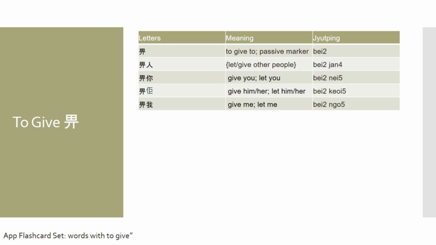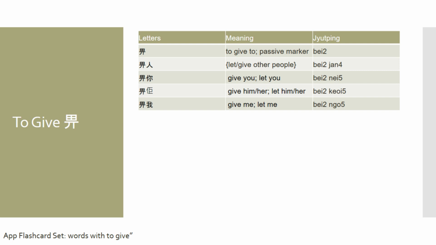The second Chinese character that I want to talk about is the Chinese character that represents to give. And to give in Cantonese we pronounce bei. Now, if we want to say to give to other people, then we could say 俾人. Now, if you want to say to give it to you or let you, then I could say 俾你.